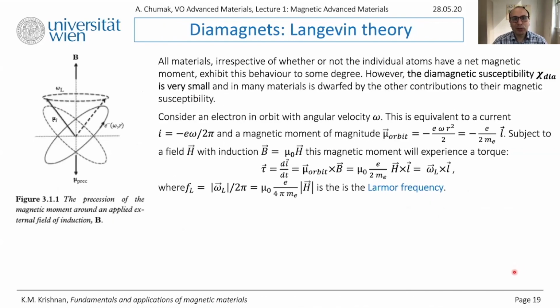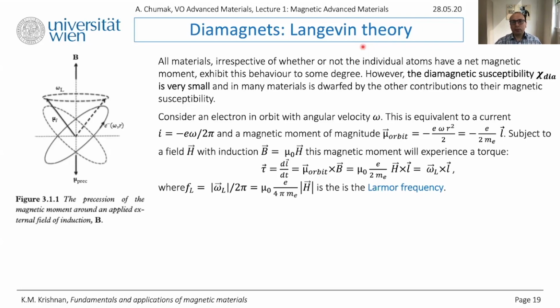And I would like to start with diamagnets. And here we are talking about the so-called Langevin theory. First, what we need to keep in mind when we're talking about diamagnets is that, in fact, every atom is diamagnetic, or has some properties of diamagnets. Nevertheless, the point is that diamagnetism, this magnetic response, is weak compared to paramagnetism, ferromagnetism, and so on.